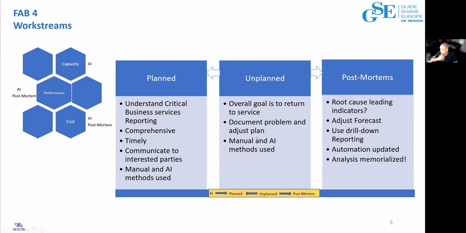I've done a number of postmortems, but I would include postmortems also if we had a data center change where we moved data centers. Some of those postmortems are planned events too. But most of the postmortems I've done were looking for root cause indicators and then adjusting the forecast, because that might be the new normal. And being able to use drill down reporting really helps in delivering postmortems fast.